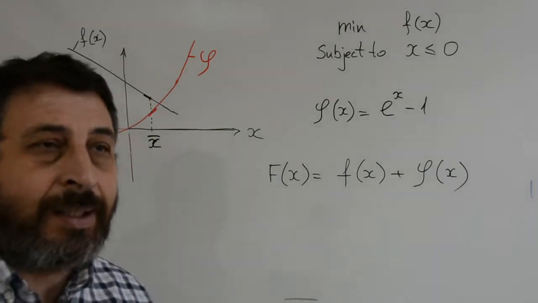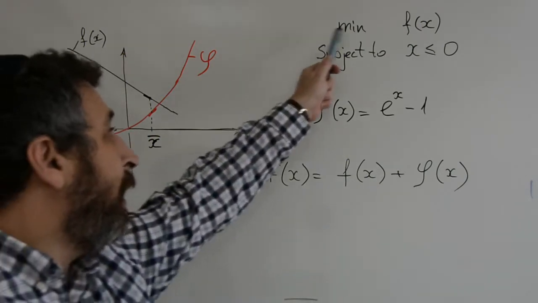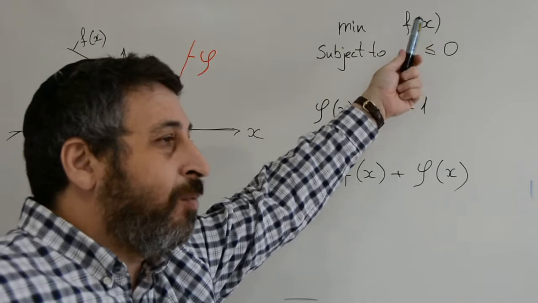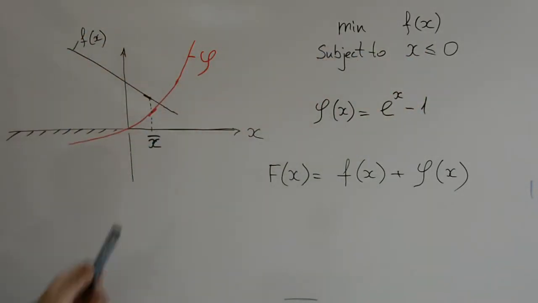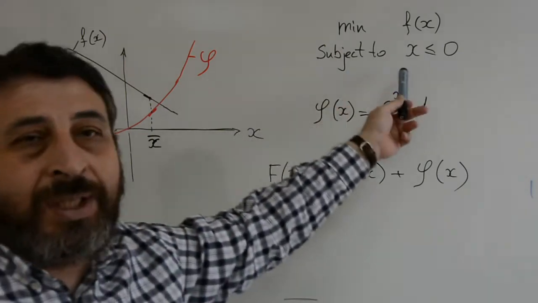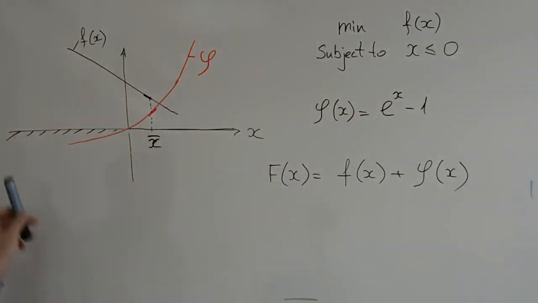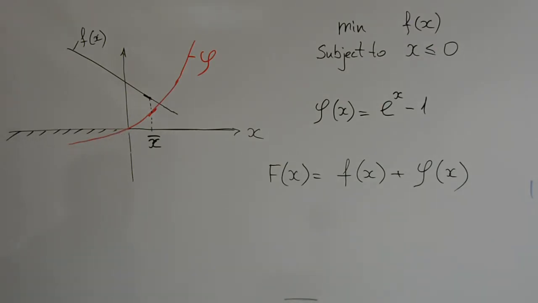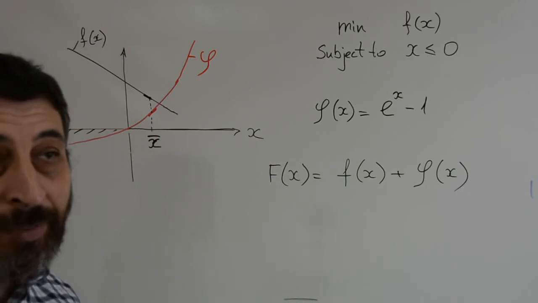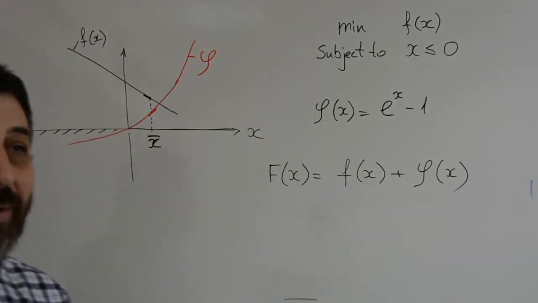Let us consider a very simple optimization problem. A minimum of function of one variable, even linear function, f of x, subject to a very simple constraint: x is less or equal to 0. Here I draw the feasible area for x. And we want to solve it with penalty function method.